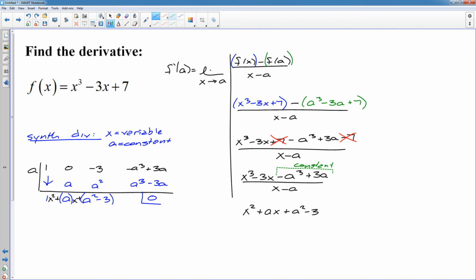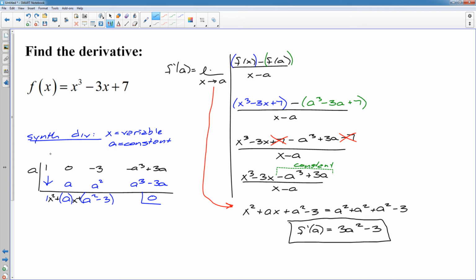Now that I've cleaned it up, I can go back up here. This is the limit as x approaches a, and when I plug in a, I will get a squared. Remember, we're plugging a in for the x. A times a is another a squared minus 3, and a squared plus a squared plus a squared is 3a squared minus 3, and that is your derivative in terms of a.